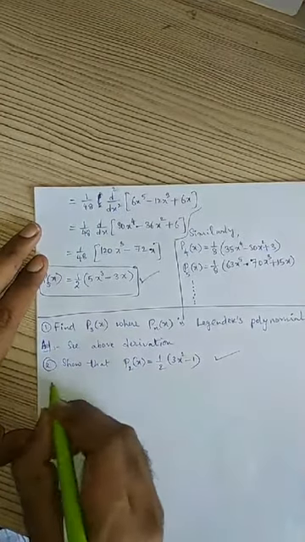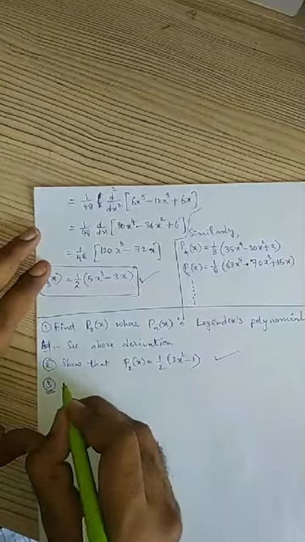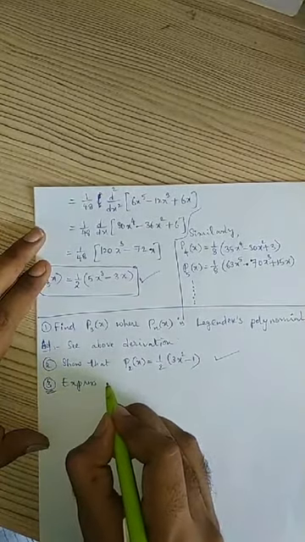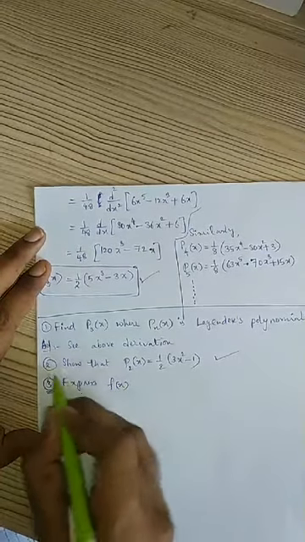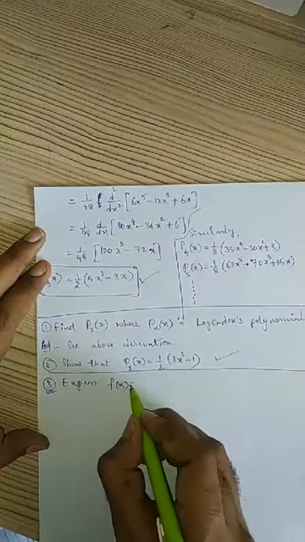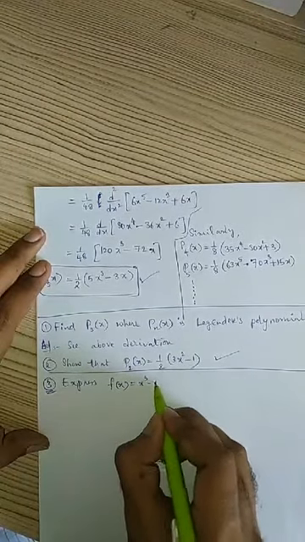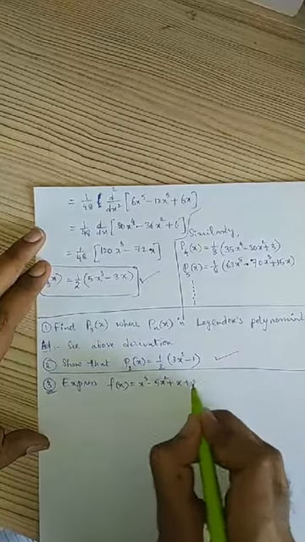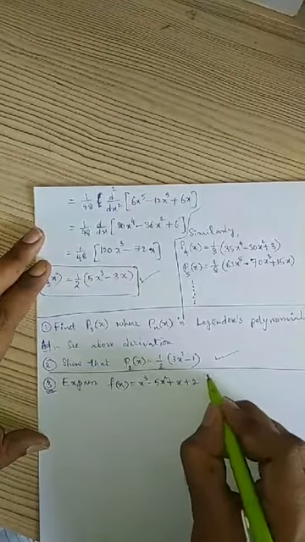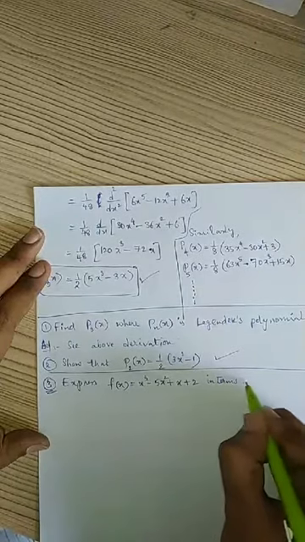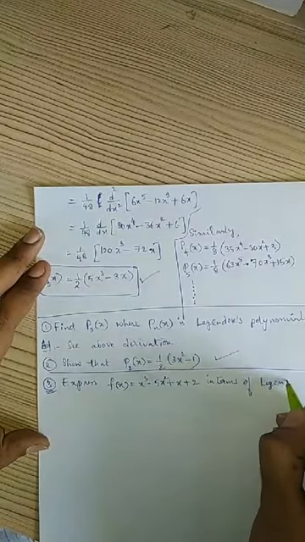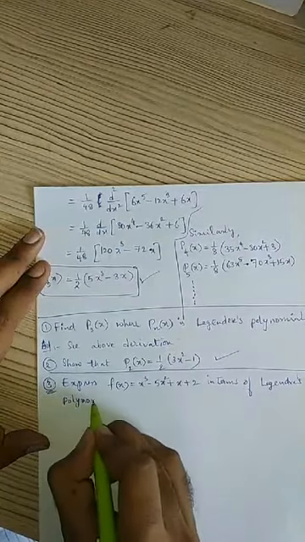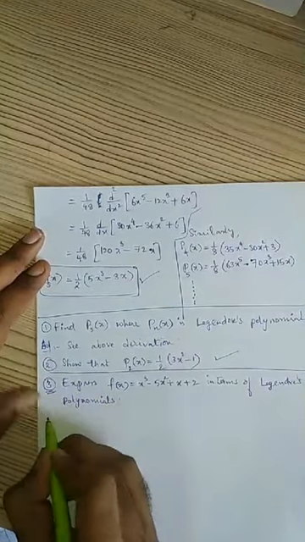Now next, third problem. Express f of x equals x cube minus 5x square plus x plus 2 in terms of Legendre's polynomials. Solution.